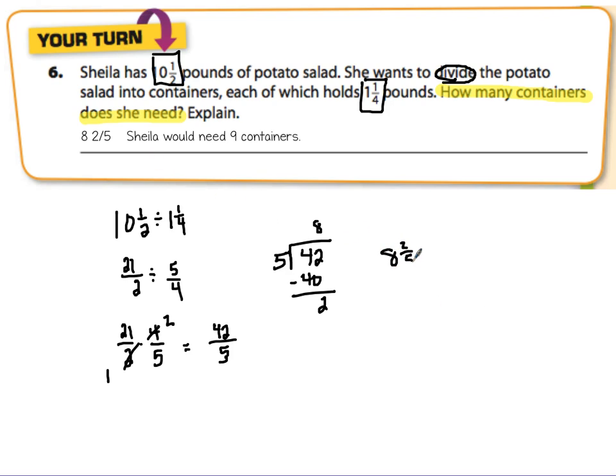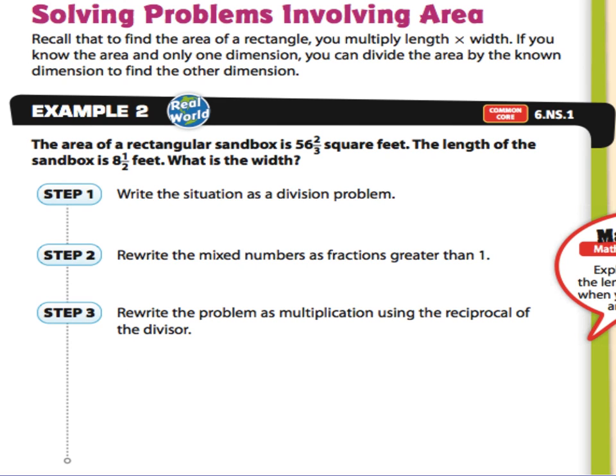But now that means that I still need 2/5 of a container. Well, I can't just all of a sudden make a container that is worth 2/5. So what this tells me is since I'll have a little bit left over, I need to use a 9th container. So 8 2/5 is correct, but that tells me that I would need 9, or Sheila would need 9 containers.